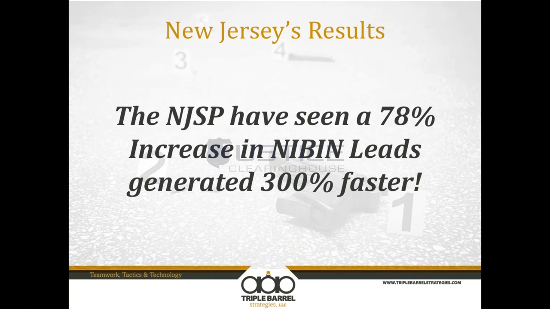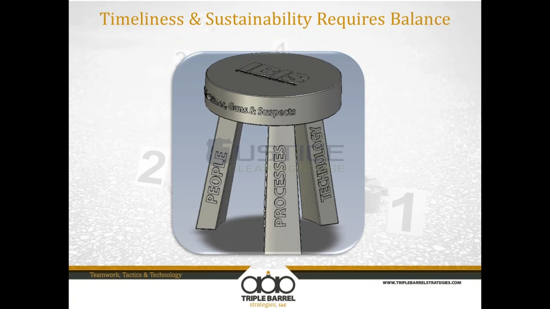The New Jersey State Police has seen a 78% increase in NIBIN leads, and they're generated 300% faster than in the past. The key to this was timeliness and sustainability. And just like a three-legged stool, it requires that your people, your processes, and your technology are all in balance. If the process leg of the stool is too long, you have too many processes and not enough people, the stool falls over. If the people leg's too short, the stool falls over. Technology can help balance your people and your processes. It can make your people more efficient and effective, and it can make your processes more timely and certainly more sustainable.